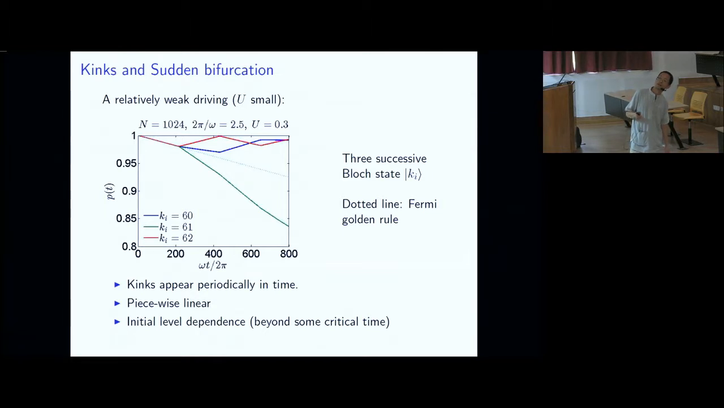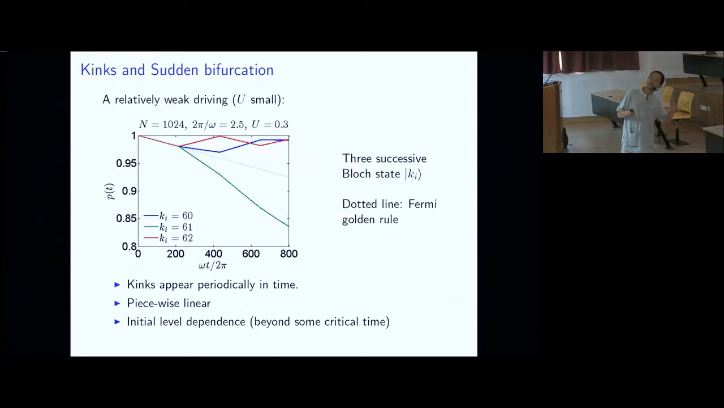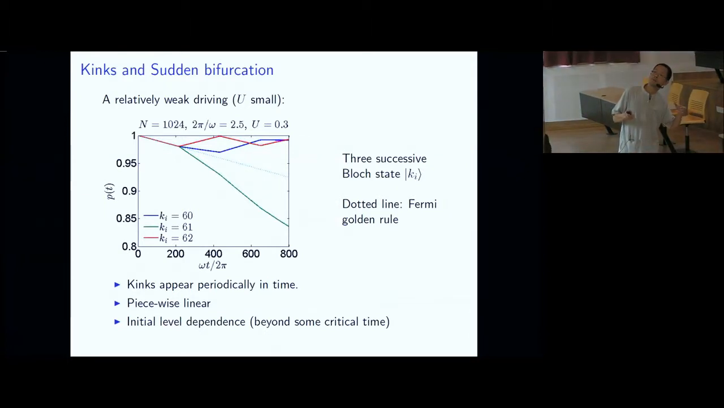And here we have 3 different lines corresponding to 3 different initial Bloch states, 3 consecutive Bloch states, labeled 60, 61, 62. Initially the 3 lines overlap. They follow the Fermi golden rule prediction very well. Then at some moment, suddenly, they change direction. And then at the second moment, after the same period, the 3 lines change direction simultaneously again. And after a while, they change direction again.